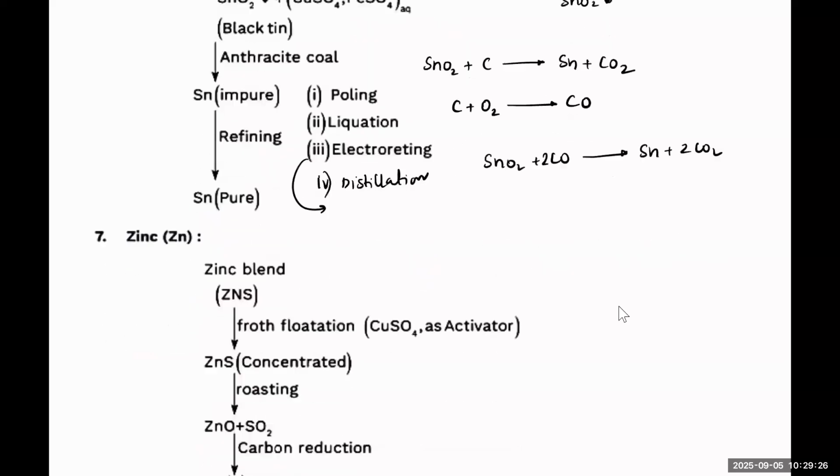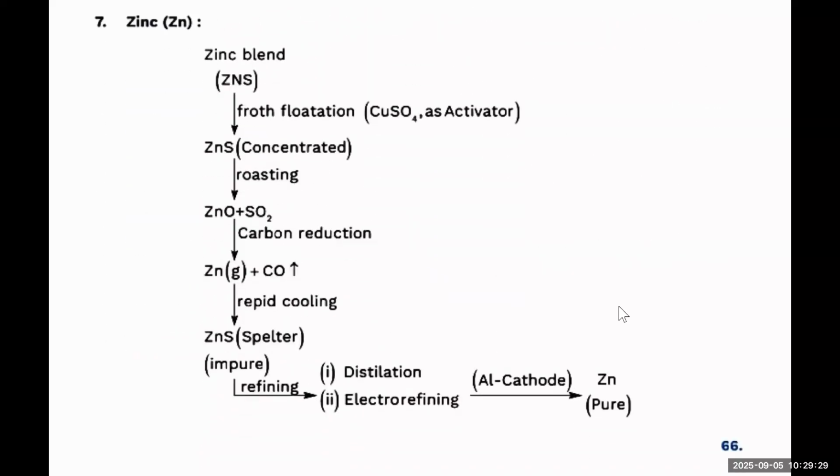Zinc. Zinc is present as zinc blende, ZnS. We use froth flotation using copper sulfate as activator. You get this concentrate, do the roasting to get ZnO, react with carbon, and you can get Zn. Carbon reduction will first give Zn vapors. On rapid cooling, you will get zinc. And that zinc is in an impure form; using a refining method, which is distillation or electro refining, we can get zinc in the pure form.